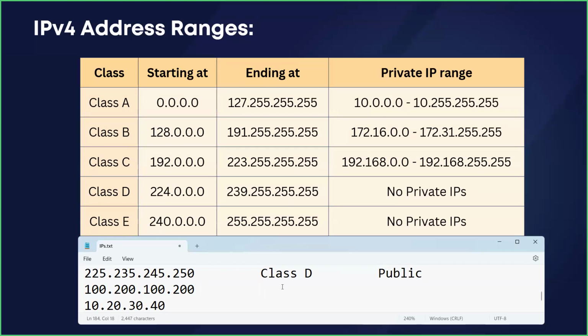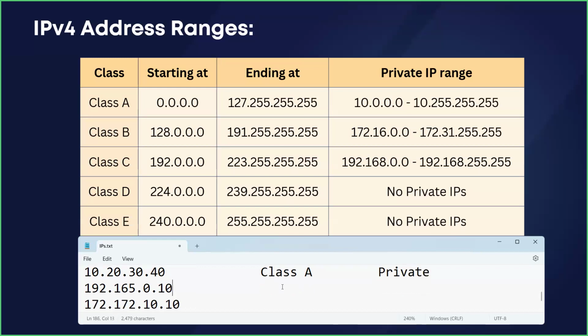Class A. Are you sure? Yes. Class A. Public or private? It's public. Perfect. Next number. Class A again. Public or private? Private. But one answer is public and one answer is private. Yeah, it's private. Perfect. It's private. Next number.